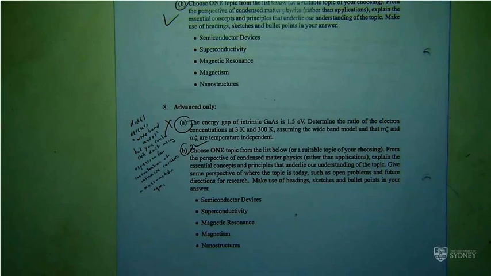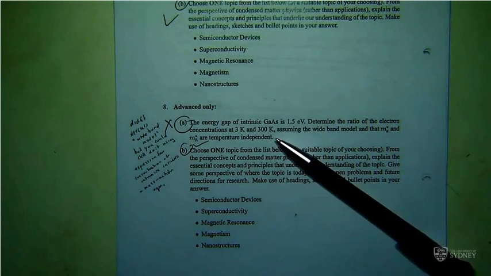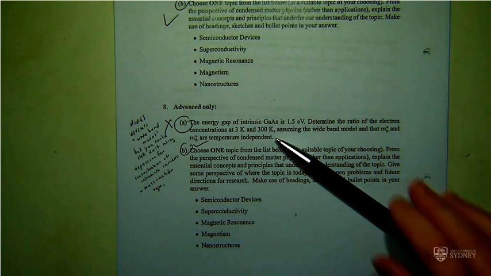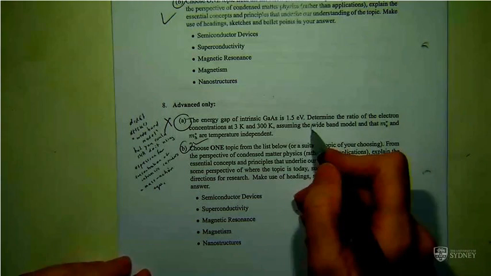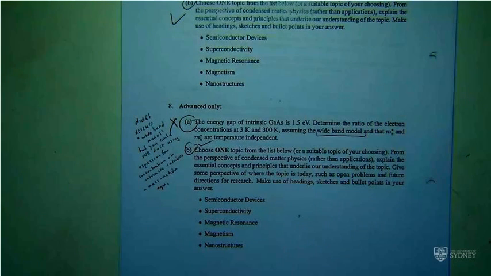Advanced, looking at here, we're given the energy gap and assuming the wide band gap model. Now, we didn't talk about the wide band gap model, so you don't need to know that. You'd probably get very worried if you saw that in an exam. What on earth is a wide band model? So you won't get that one. This one, of course, appears again.